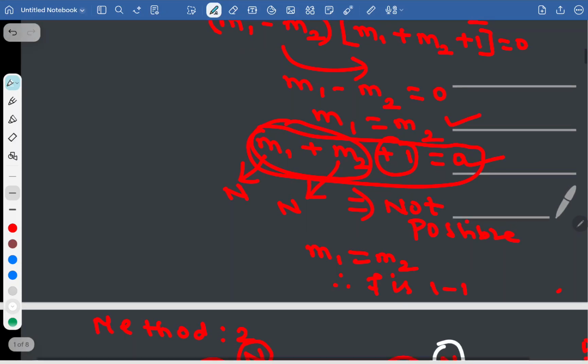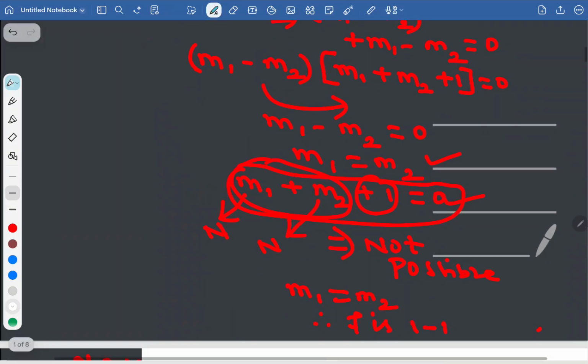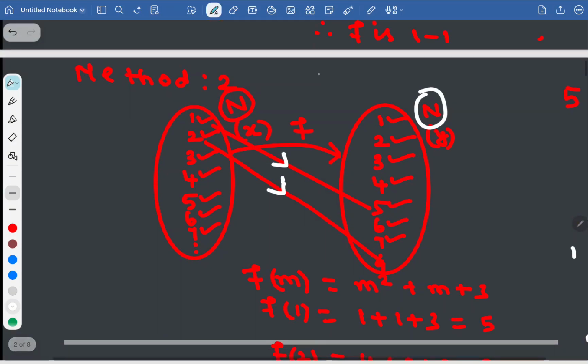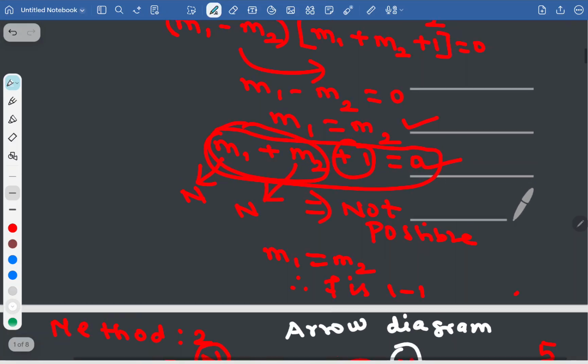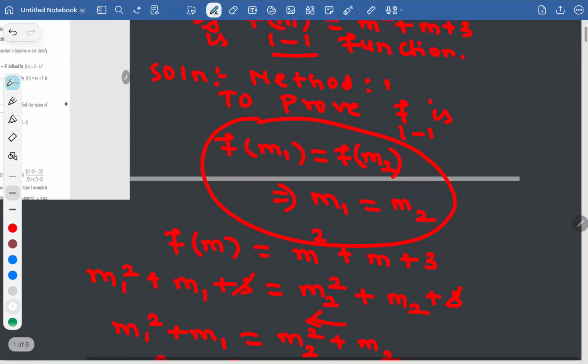For proving 1-1 we have two methods. Method 1 is proving mathematically, and method 2 is through the arrow diagram. Whichever method is easy, you have to prove it in the examination. If the question is asked for 2 marks or 5 marks, you just write the easiest way of proving f is 1-1. This method is the arrow diagram. This method is proving mathematically that f is 1-1.